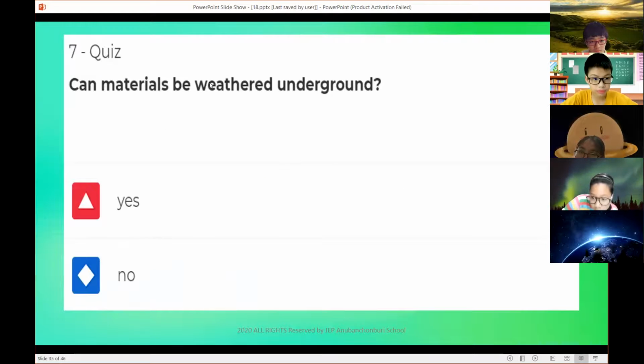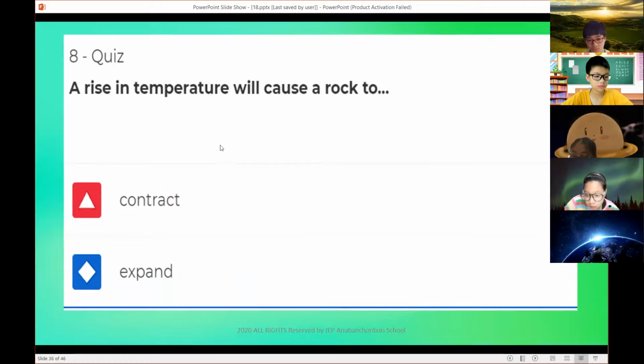Can materials be weathered underground? The answer is yes. It is not only on the Earth's surface, it can be underground as well. The next question here is a little bit tricky.